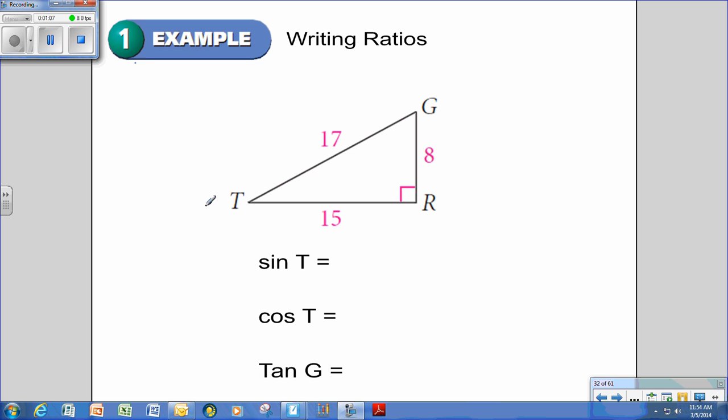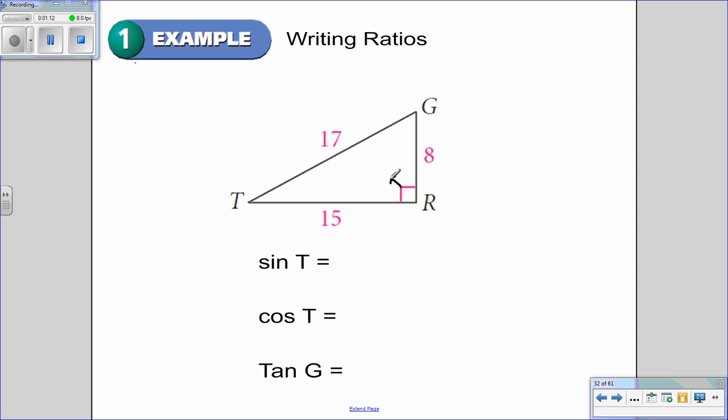Our first set of examples just gets us used to the sides and how they're related. First thing we know is that in any right triangle, the side across from the right angle is always the hypotenuse. Okay, so the examples ask us first to find sine of angle T. All right, so SOH CAH TOA helps us remember what sides go with which trig function. Sine is opposite over hypotenuse.